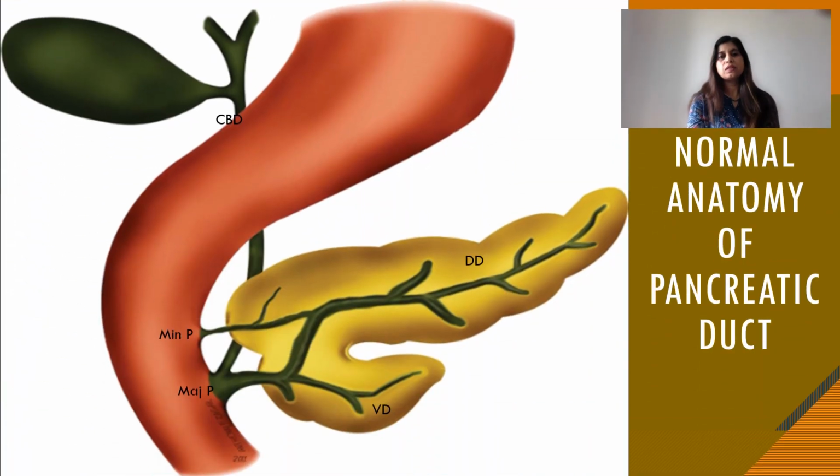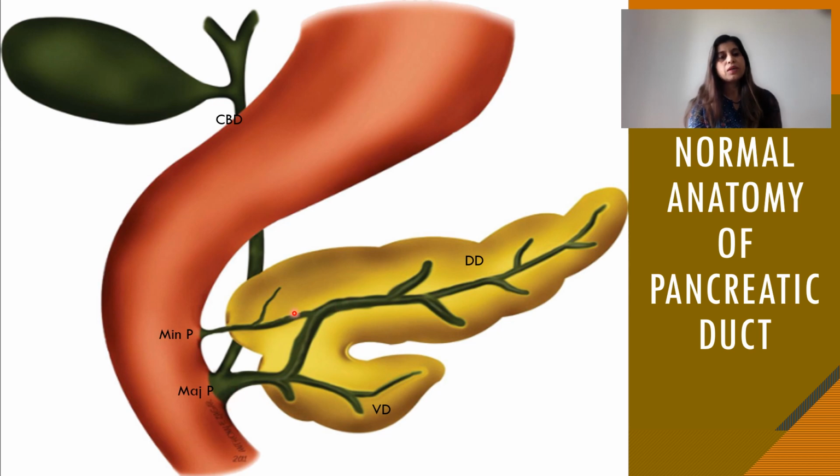Before understanding the anomaly, first I'm coming to the normal anatomy of the pancreatic duct. In a normal pancreas, there are two ducts, the dorsal pancreatic duct and the ventral pancreatic duct. The dorsal pancreatic duct drains the tail and body of the pancreas, and the ventral duct drains the uncinate process. In a normal individual, the dorsal pancreatic duct joins the ventral duct to form a common channel, which further joins the distal end of the CBD to open into the duodenum through the major papilla.